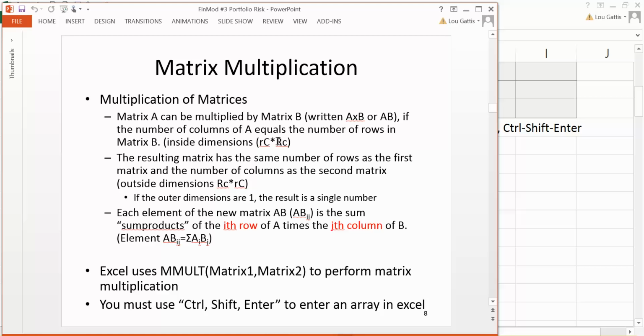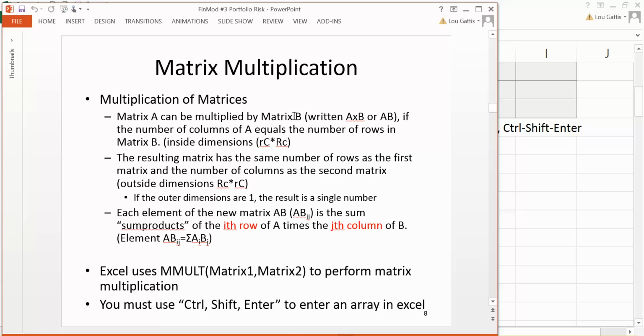And the reason that has to work is that when you multiply matrices together, each item in the new matrix is really a sum product of a row in the first matrix times a column in the second matrix.